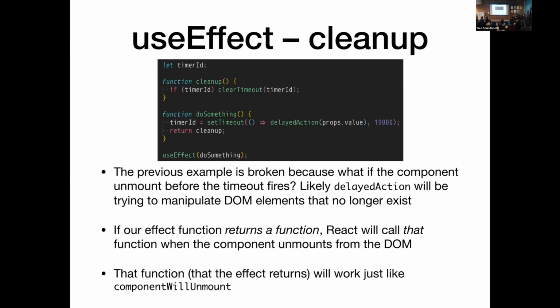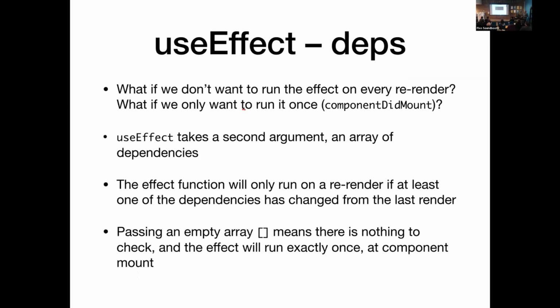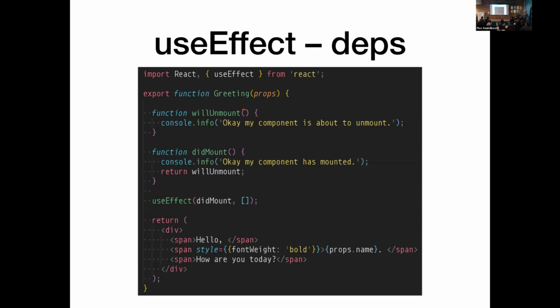So this is a little confusing at first, but it's actually really natural. If our effect function that we pass to useEffect returns a function, then React will arrange to call that function when it updates the component or unmounts it from the DOM. So it's okay, undo whatever you did. So that's effectively like componentWillUnmount. So, examples? Yes, okay.